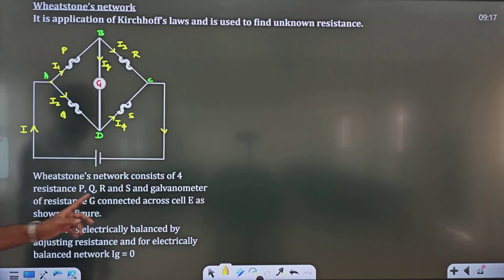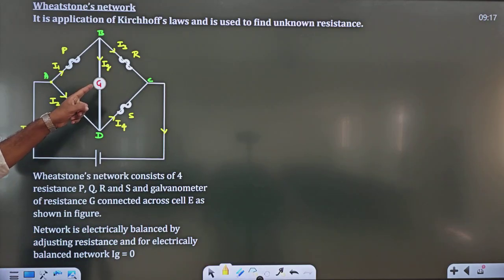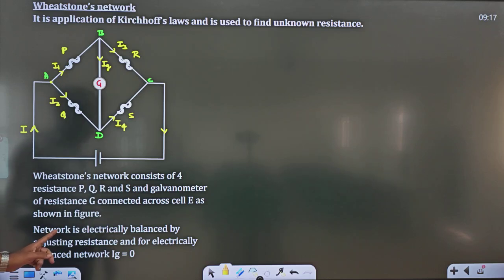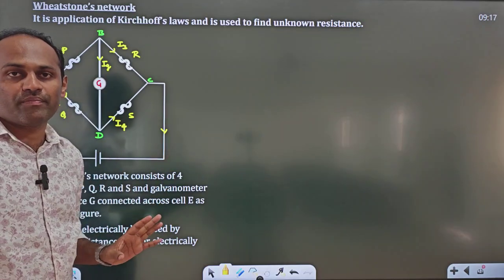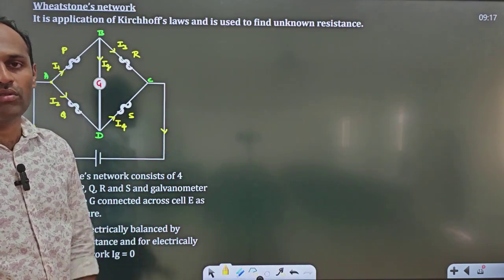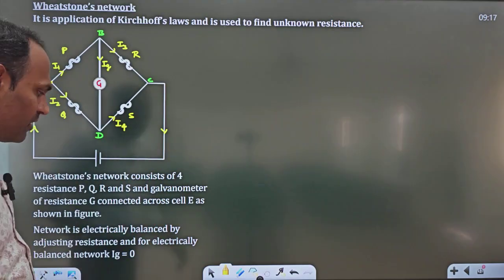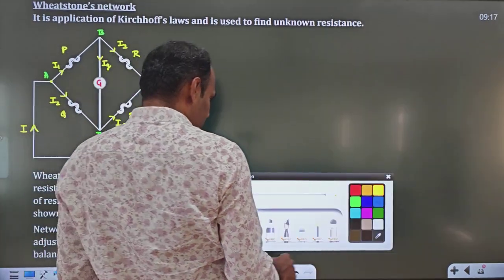Wheatstone's network consists of four resistances P, Q, R, and S and a galvanometer of resistance G connected across the cell E as shown in the figure. G is the resistance of the galvanometer. The network is electrically balanced by adjusting resistances, and for an electrically balanced network IG equals 0. So we must do the derivation assuming the network is balanced, that IG equals 0. Okay, well, let us proceed with the derivation.